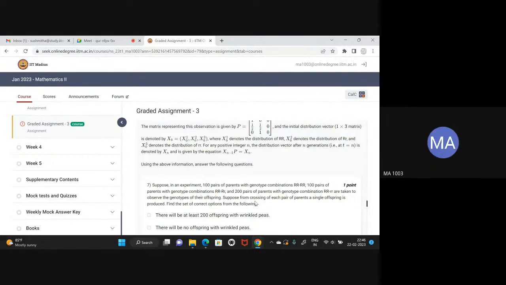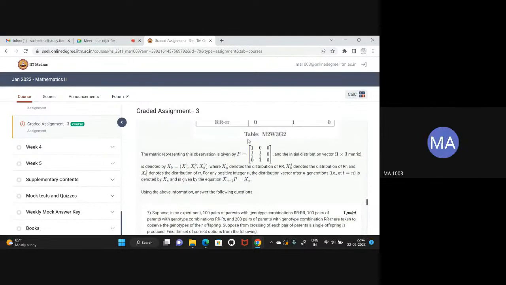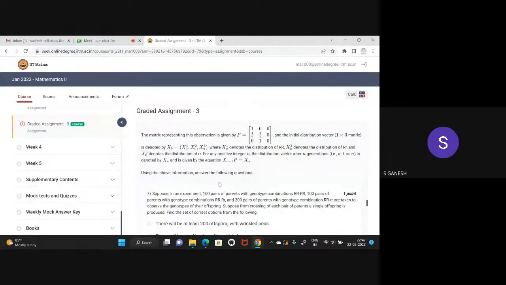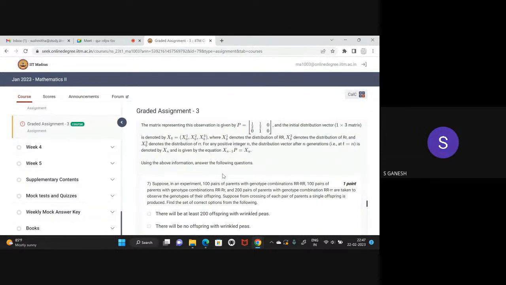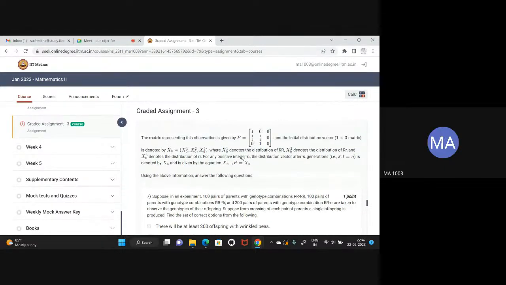Suppose from crossing of each pair of parents, a single offspring is produced. Find the set of correct options. What is given? Ma'am, capital RR, capital RR and capital RR, they given the probability is 100, I think. So 100 pairs of parents, so they are taking the 100 pairs. What they are getting is 100 RR pair, then 0 Rr pair, then there is no pair for rr. So that's why they are telling on the first row.